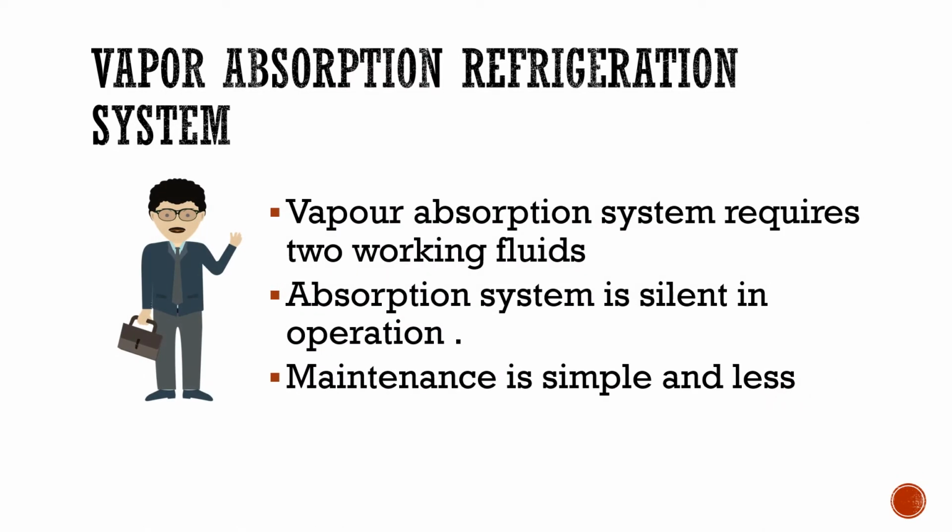So friends, these are some salient features of the vapor absorption refrigeration system. The vapor absorption system requires two working fluids. The absorption system is silent in operation compared to the compression system, and the maintenance is simple and less as compared to the compression system.